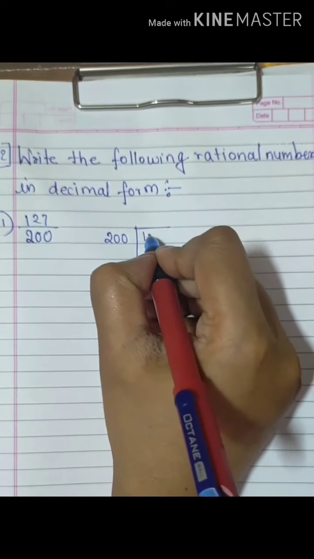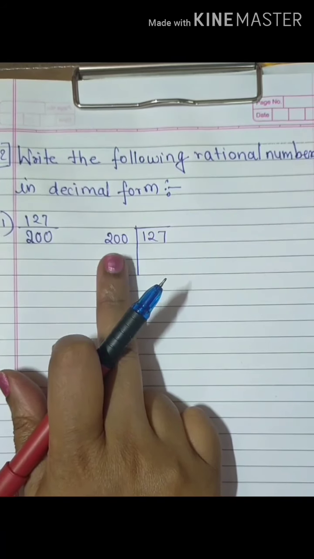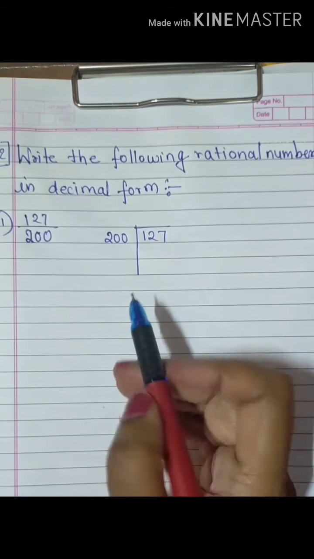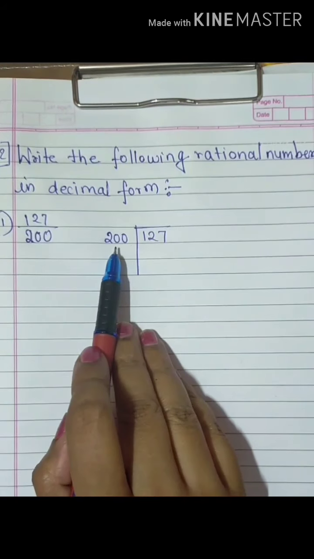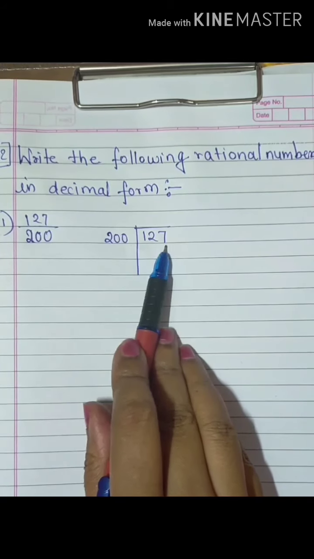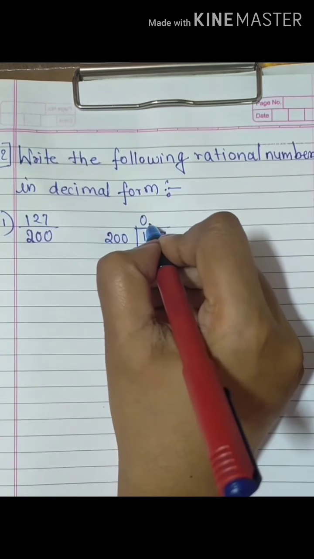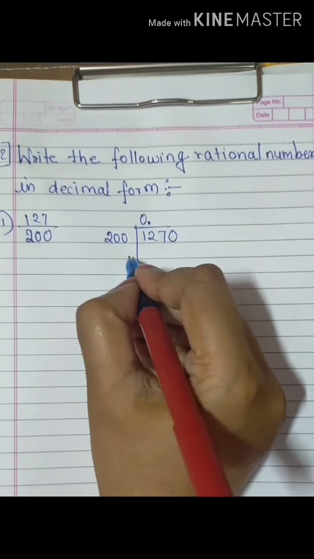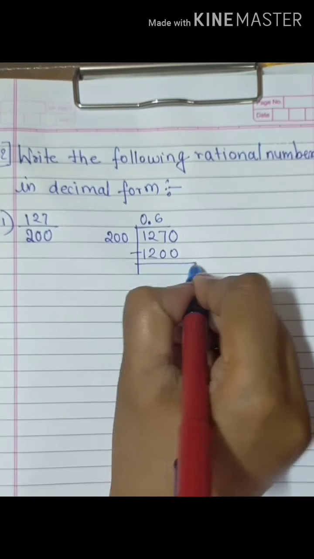200 divided by 127. As you know, nobody learned the 200 table. So we will go on multiplying by 2s, 3s, 4s to get the answer. Here 200 is given and 127. It is a very small number, so it will not go. So we will take 0 and a decimal point. 0 will come here. Now 200 6s are 1200, 12 100.